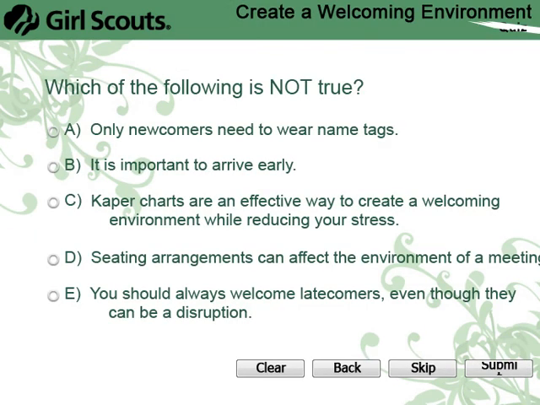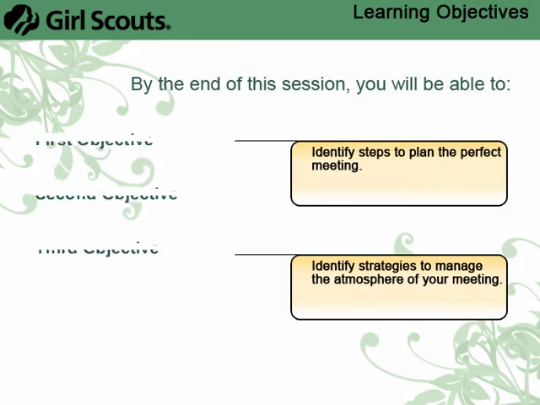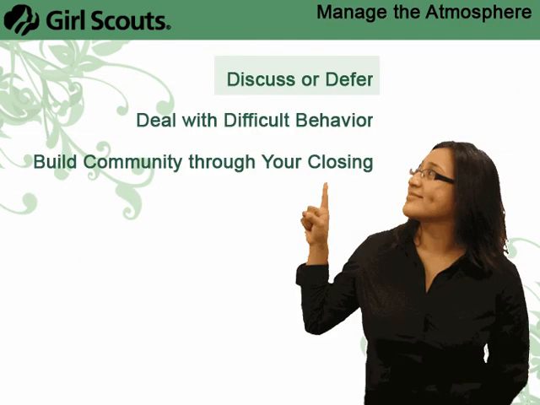Let's review what you've learned. Managing the atmosphere of a meeting is important to a successful outcome. You want to know when to discuss a matter with the group and when to defer, how to deal with common difficult behaviors, and how to build community through your closing.